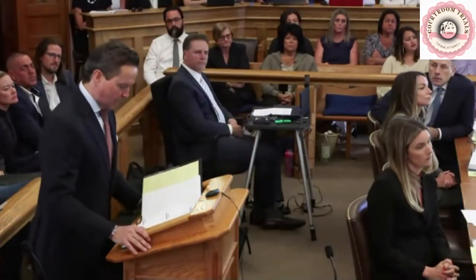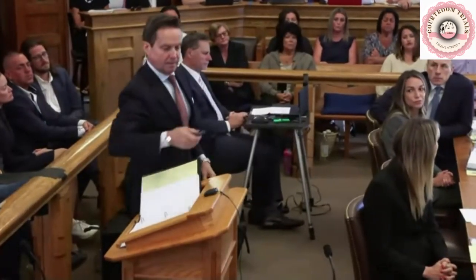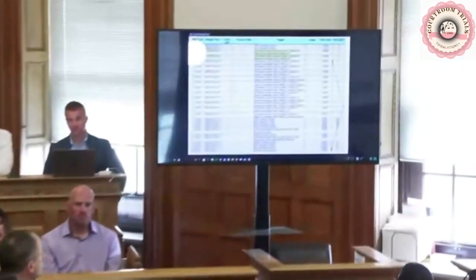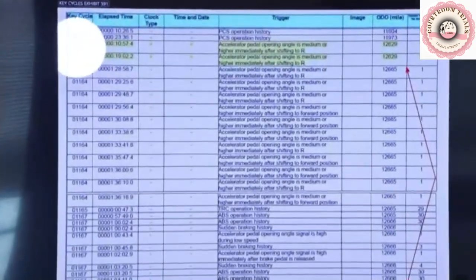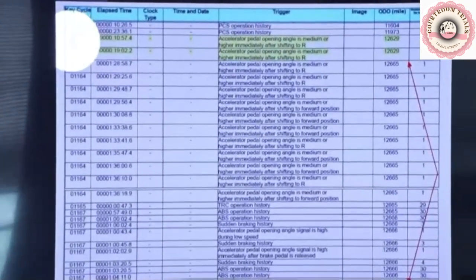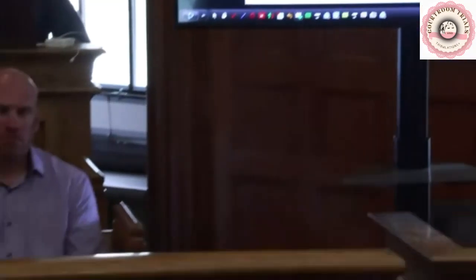I want to be clear. The reason that these numbers skip in your diagram, they don't go directly in order, right? Every single number is in order on this left-hand column, because this is only a diagram of when triggering events occur, right? Yes. Something unusual about the operation of the vehicle, correct? Yes. And it's clear from the data that there was no triggering event at key cycle 1159, was there? No.